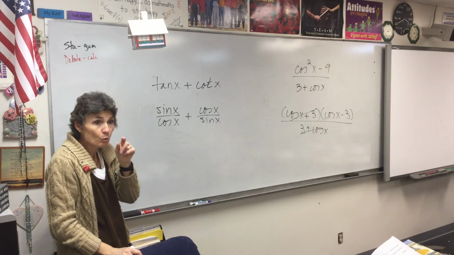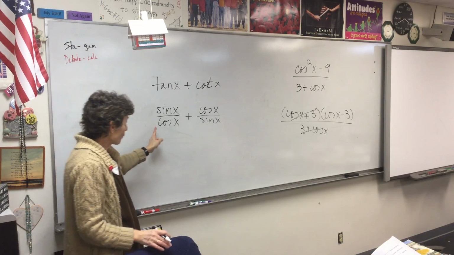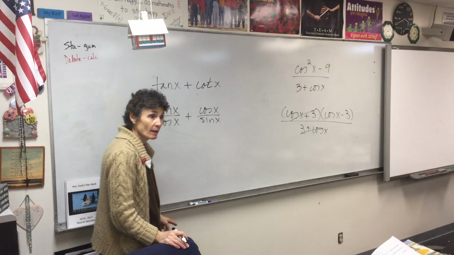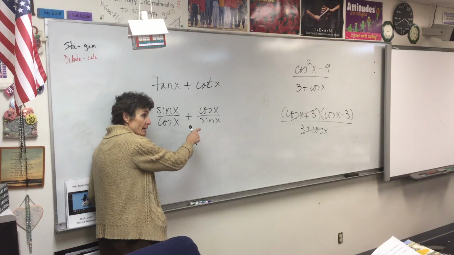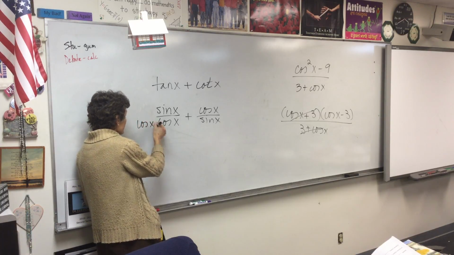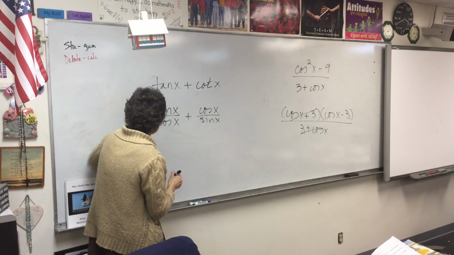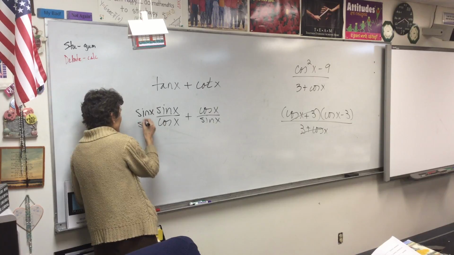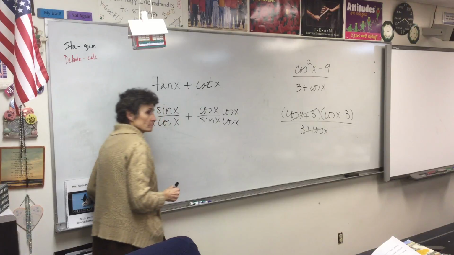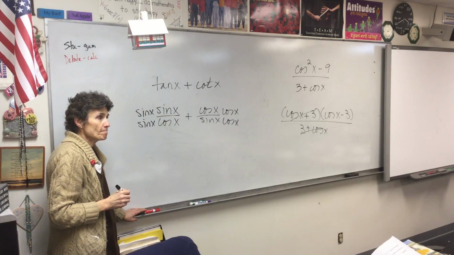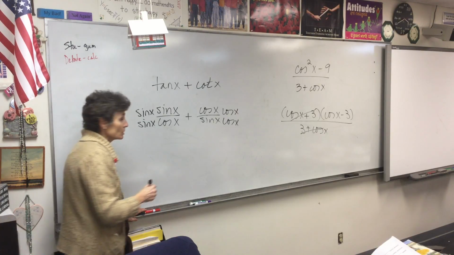Now, what do we do when we add fractions? These are two fractions. We need a common denominator. Our common denominator will have to be a cosine and a sine. So I'm going to multiply this one by cosine. Oh no, I'm not. It was by sine. That was by sine, thank you, Greg. I'll multiply this one by sine and this one by cosine. Right? Now, do they both have the same denominator now? So now I can add them.